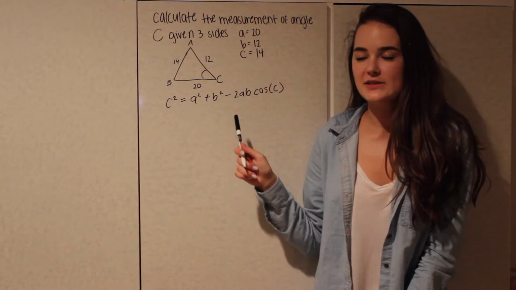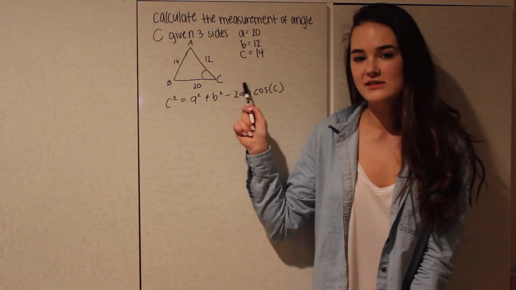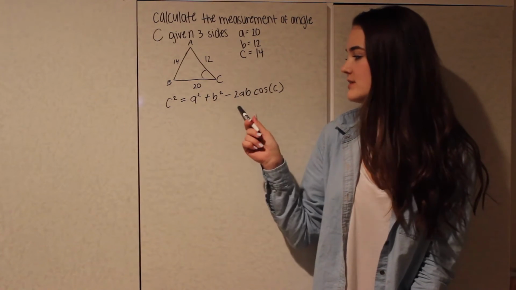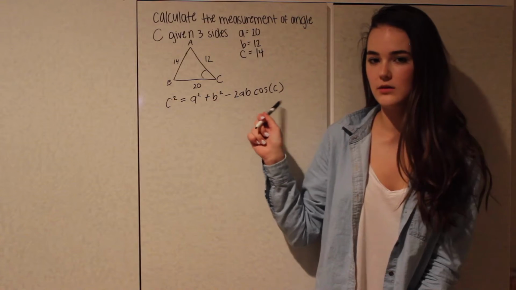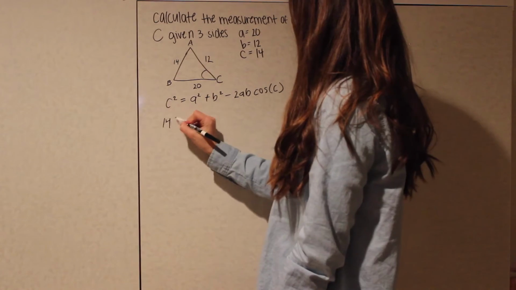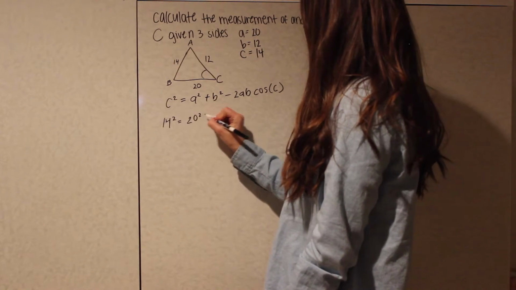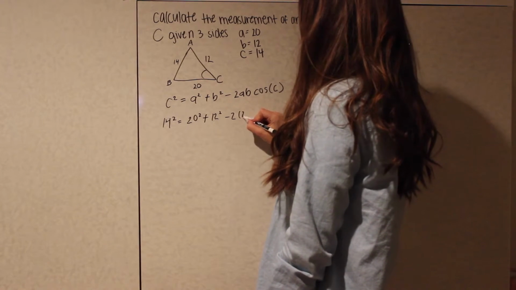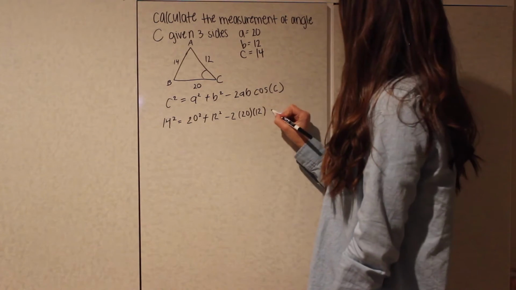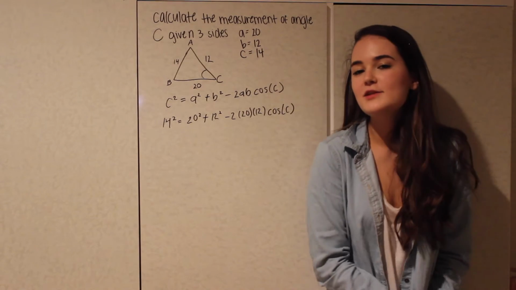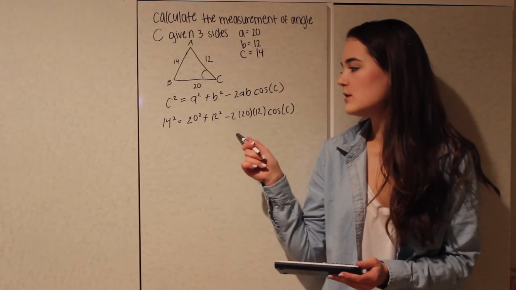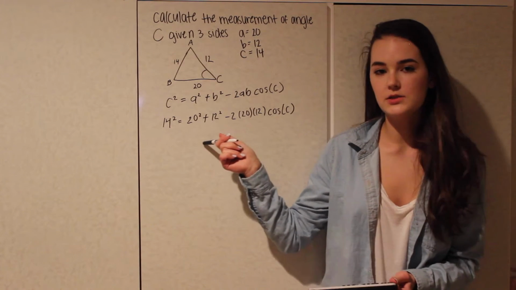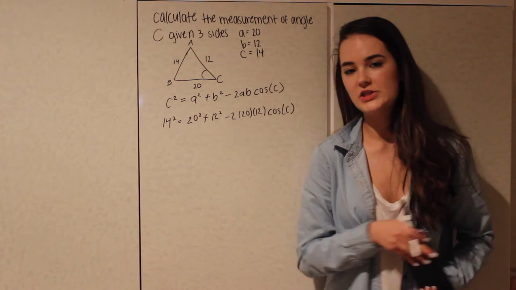This is the equation we'll be using. Now what we have to do is plug all the side measurements into their places, and we'll be left with C with no measurement in it. Next, all you have to do is simplify all of the numbers that are squared, and you're going to continue using the order of operations.